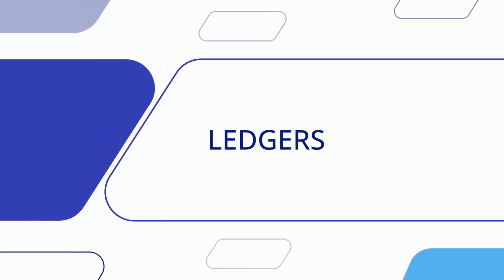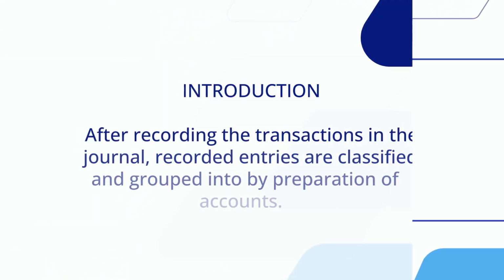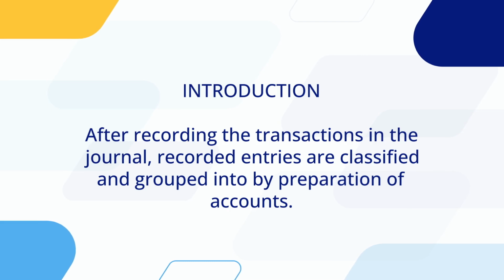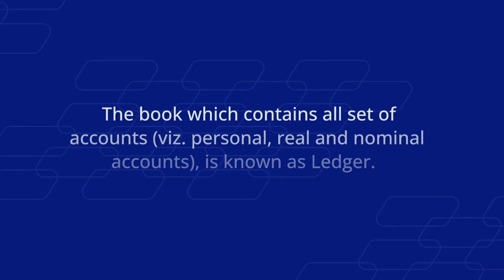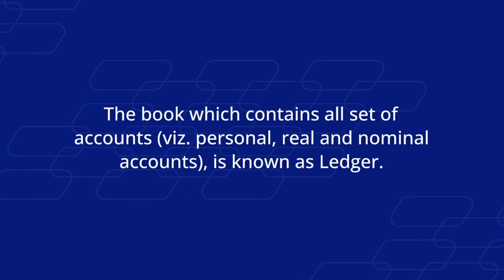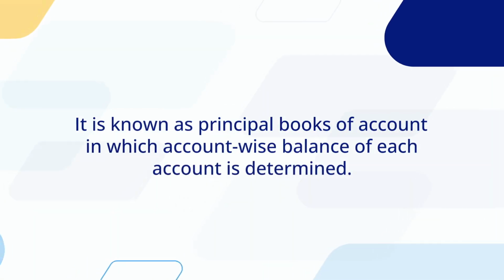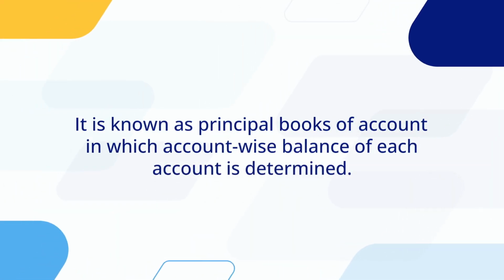Now, let's begin with ledgers. After recording the transactions in the journal, recorded entries are classified and grouped by preparation of accounts. The book which contains all sets of accounts, viz. personal, real, and nominal account, is known as ledger. It is known as the principal book of account, in which account-wise balance of each account is determined.